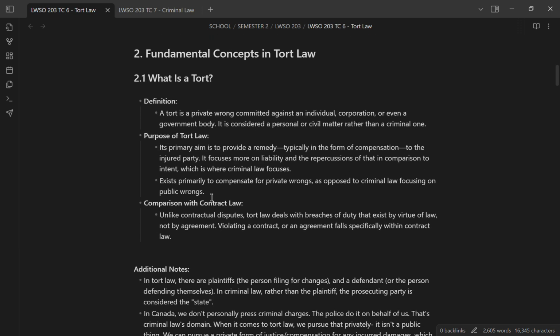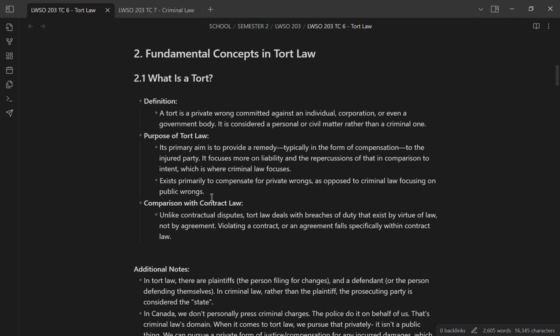So, you might be asking yourself, well, we're talking about it, but what exactly is a tort? Well, luckily for you, I'm here to answer that question. Okay, so a tort is essentially a private wrong committed against anywhere from an individual to a government body, corporations as well. It's considered a civil matter as opposed to a criminal one, private compared to public.